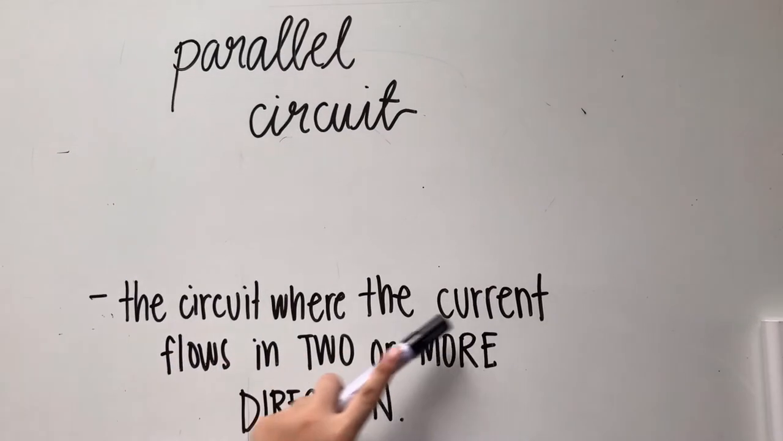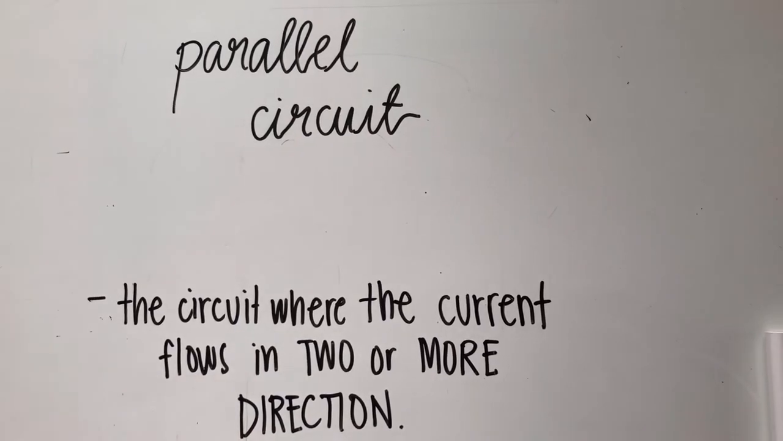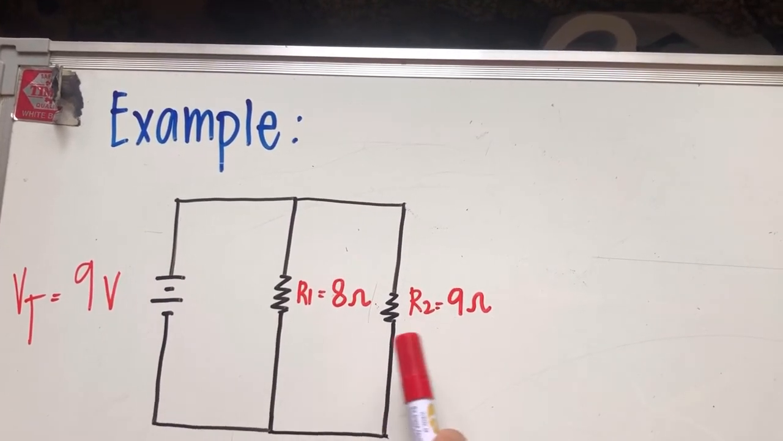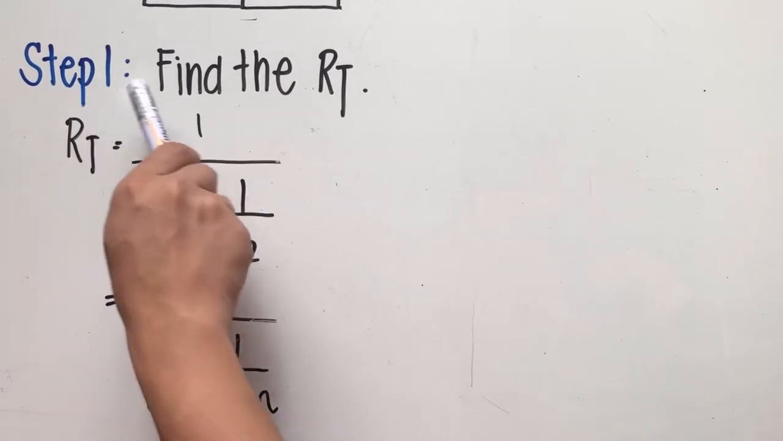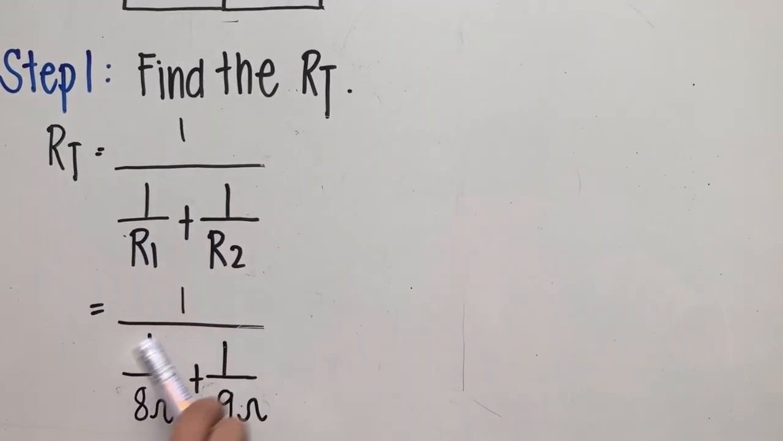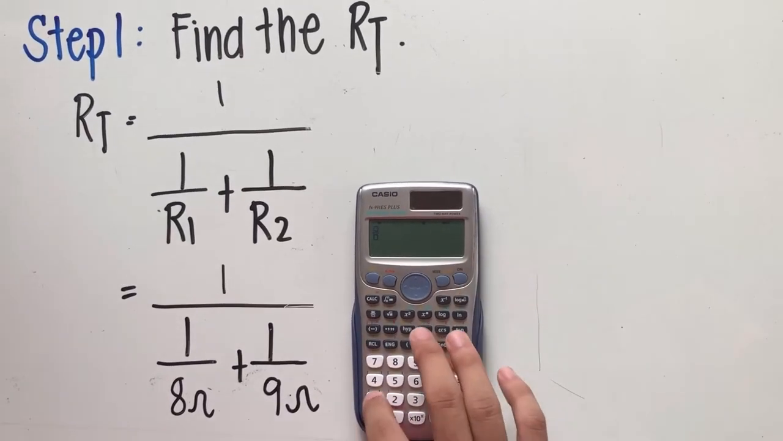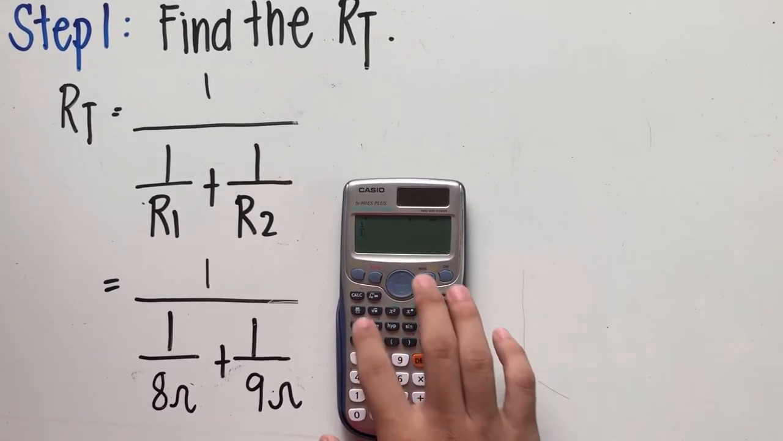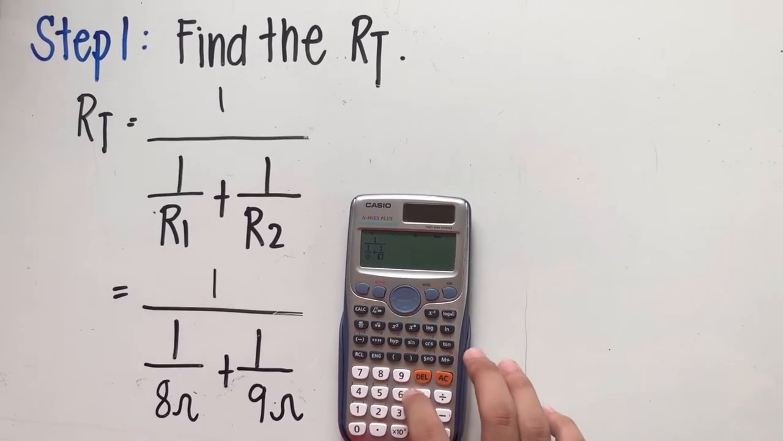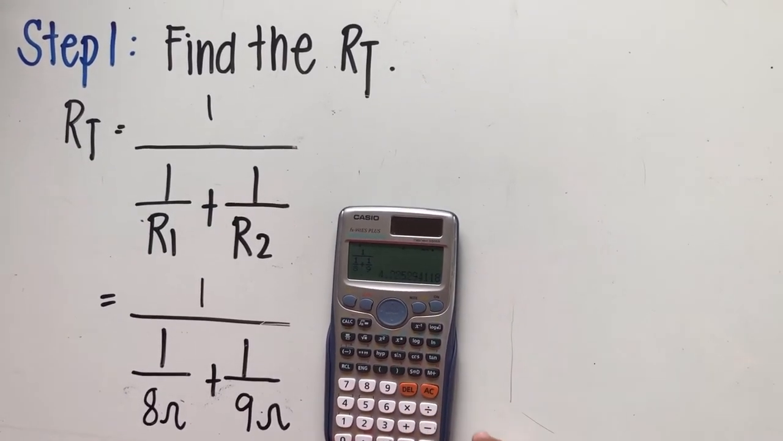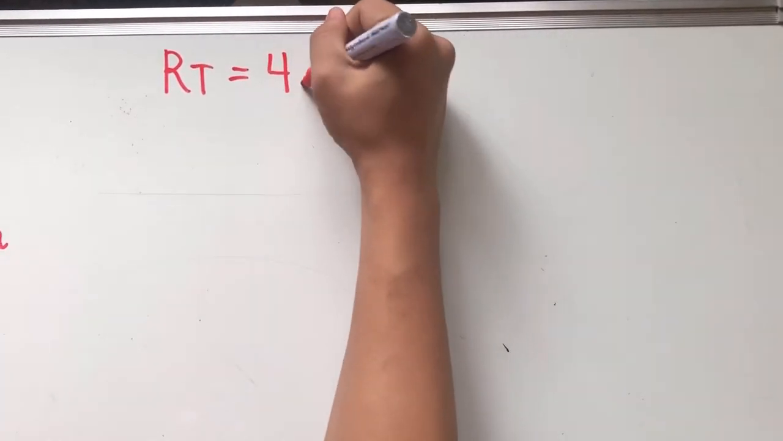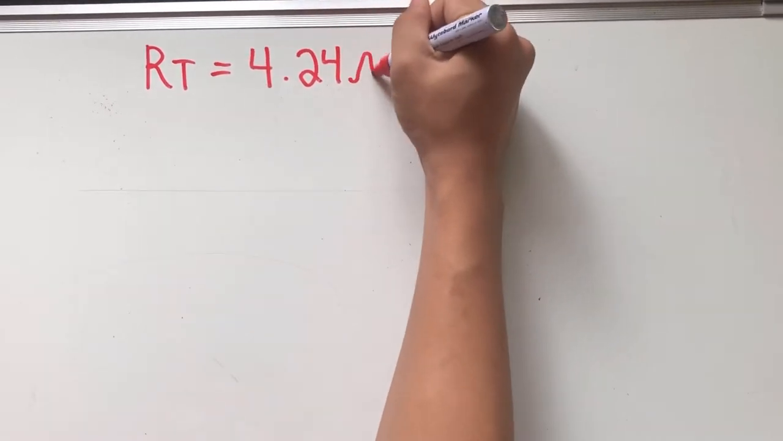The parallel circuit is the circuit where the current flows in two or more directions. Here is the example. VT is 9 volts, R1 is 8 ohms, and R2 is 9 ohms. Step 1, find the RT. And here is the given formula of RT. Just substitute all of the given in the formula. To get your answer, you're going to need a scientific calculator and just write down all of the given. Now, the answer is 4.24 ohms.